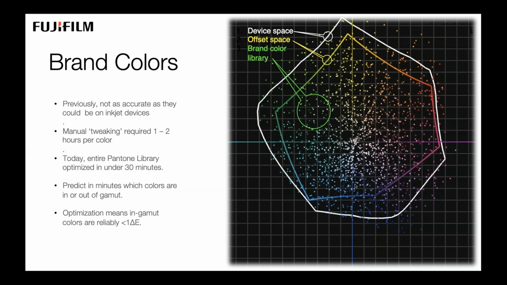A single color might have taken an hour or two to tweak. We've got all 1,800 odd Pantones now within 30 minutes. So that's the state of the art today. And now we'll open it up for questions.